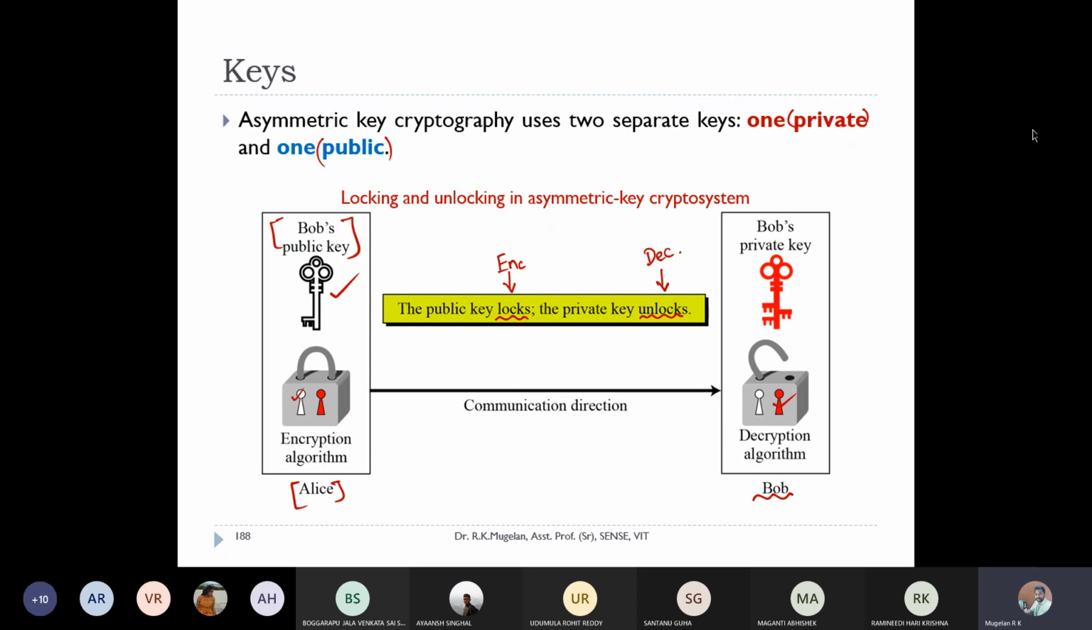So we have to change them. It's up to the user's wish. Suppose Bob wants to update his key, he can change his private key and accordingly change his public key and announce it.